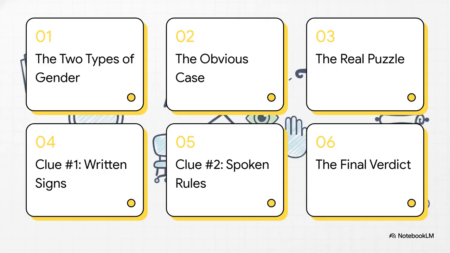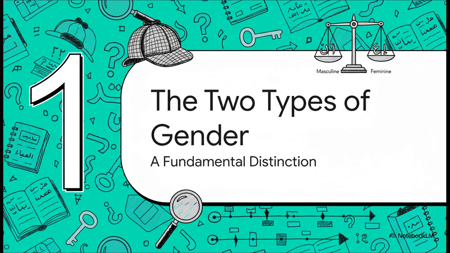Okay, here's our game plan, our roadmap for this investigation. First, the two types of gender. Then, the easy stuff, natural gender. After that, the real puzzle of grammatical gender, where we'll look for written and spoken clues. And we'll wrap it all up with the final verdict on why this is so important. All right, let's get started.